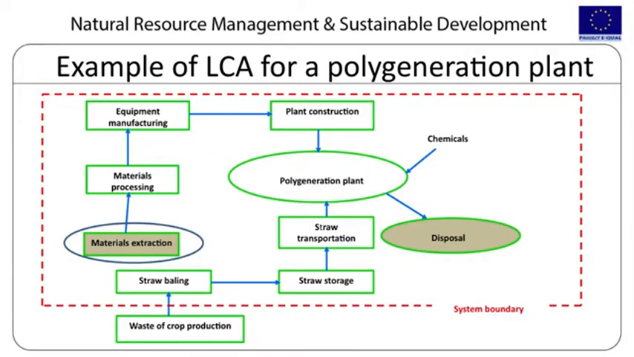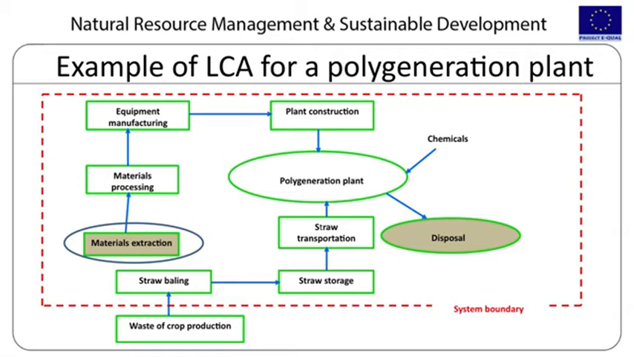An example of an LCA study of a polygeneration system is shown in the next figure. The figure shows a polygeneration fueled by waste of crop production, that is rice straw. From cradle, that is from nature, material is extracted and processed for equipment manufacturing. These equipments are used to construct the plant. During these processes, the environment is polluted in several ways.